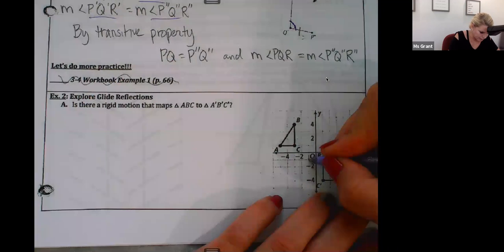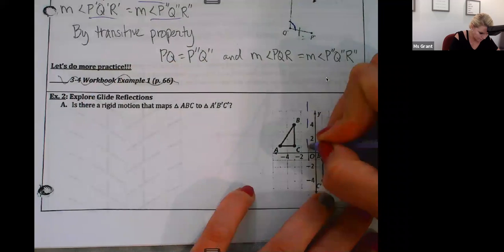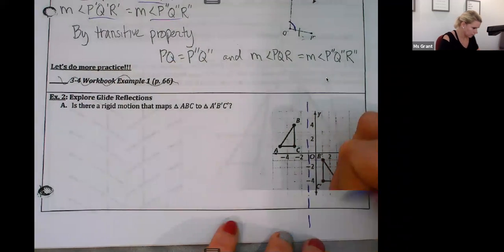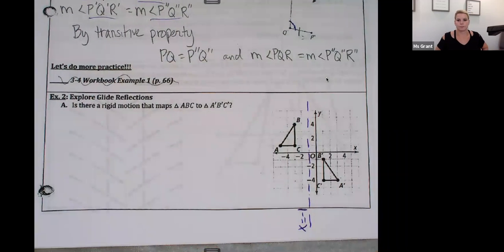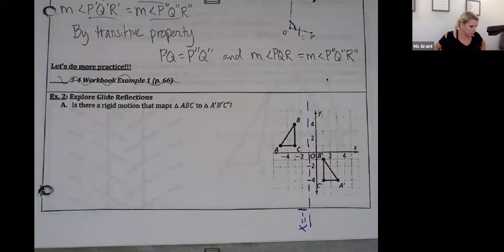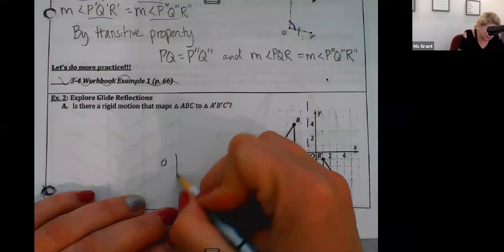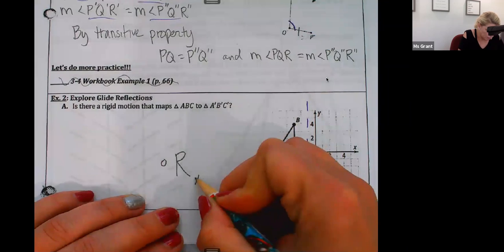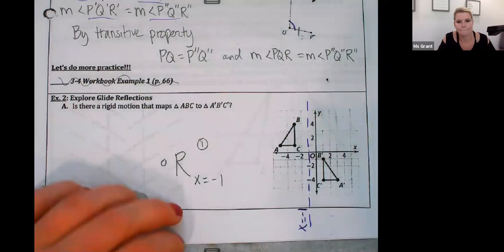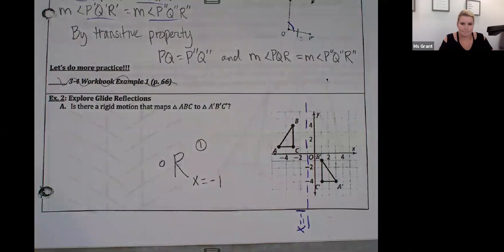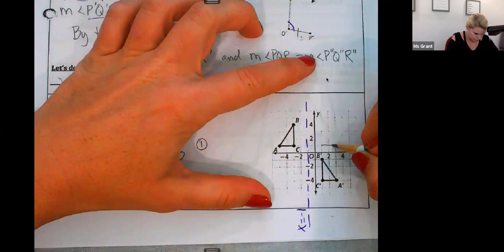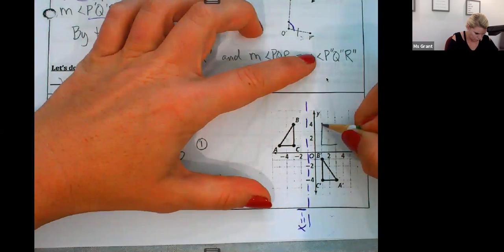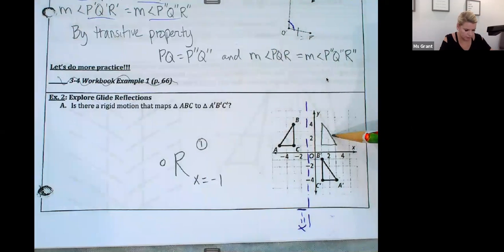So that would be like here. My line of reflection is x equals -1. So first, we want to reflect. Now remember, compositions, I put my second in the second position. What happened first? Remember that? Okay, so when I reflected, I get this triangle right here. Now, how do I get the triangle to be down here?